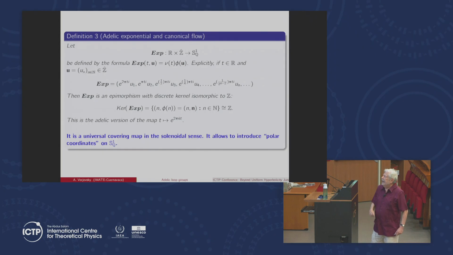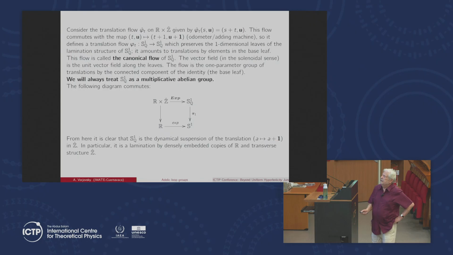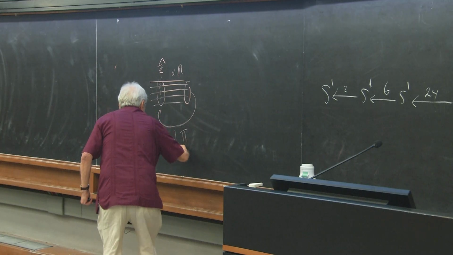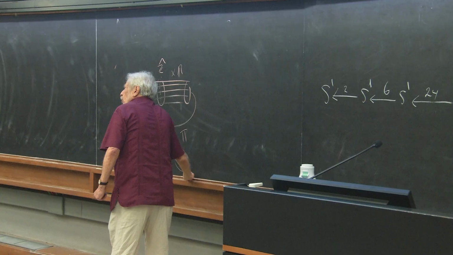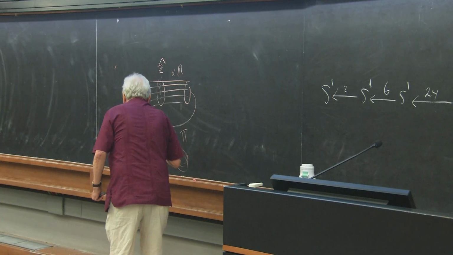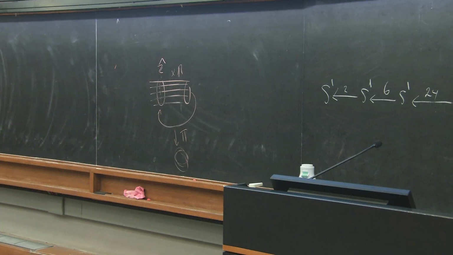And this allows us to induce polar coordinates, as you will see. I will explain. So this is the exponential map. In fact, this natural flow on Z hat cross R descends, on the canonical projection into the solenoid, into a minimal flow that I was talking about. This is exactly the natural way to think about it.